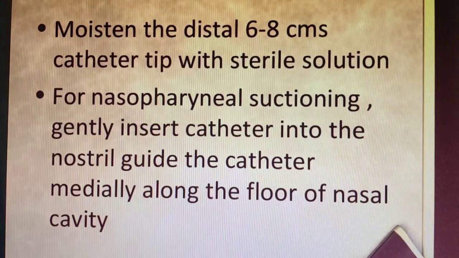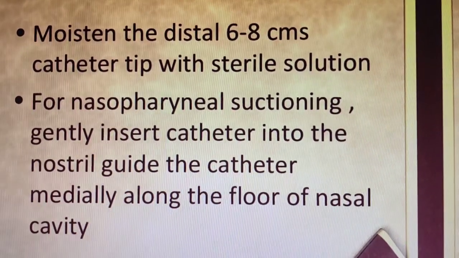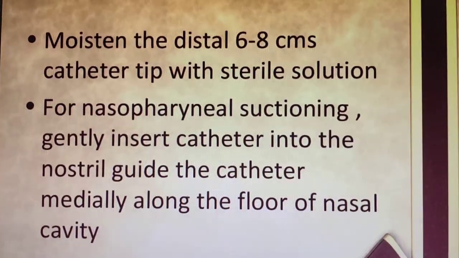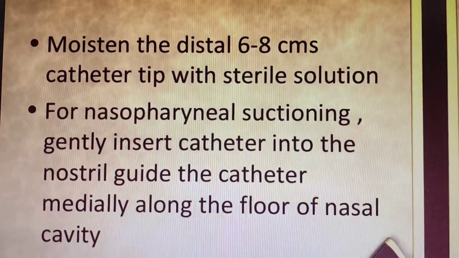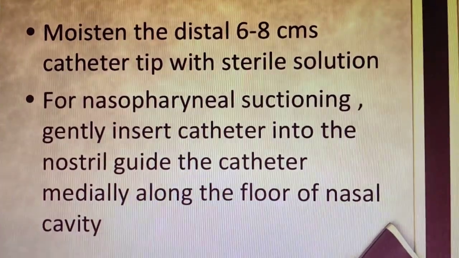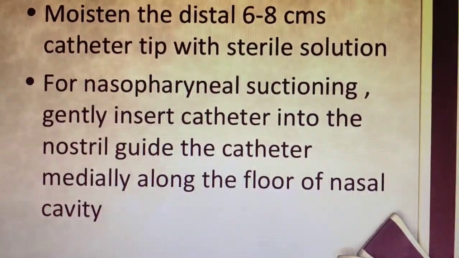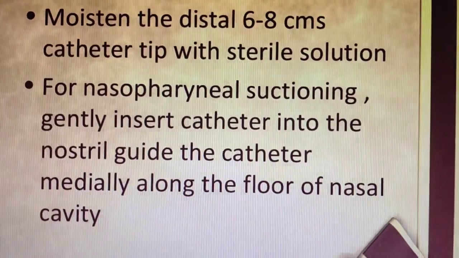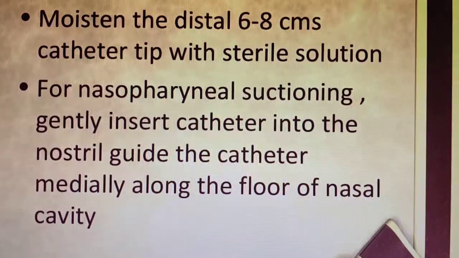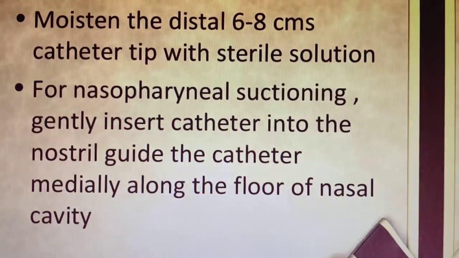Then moisten the distal 6 to 8 centimeter of the catheter tip with a sterile solution. Then, for nasopharyngeal suctioning, gently insert the catheter into one nostril and guide the catheter gently along the floor of the nasal cavity.